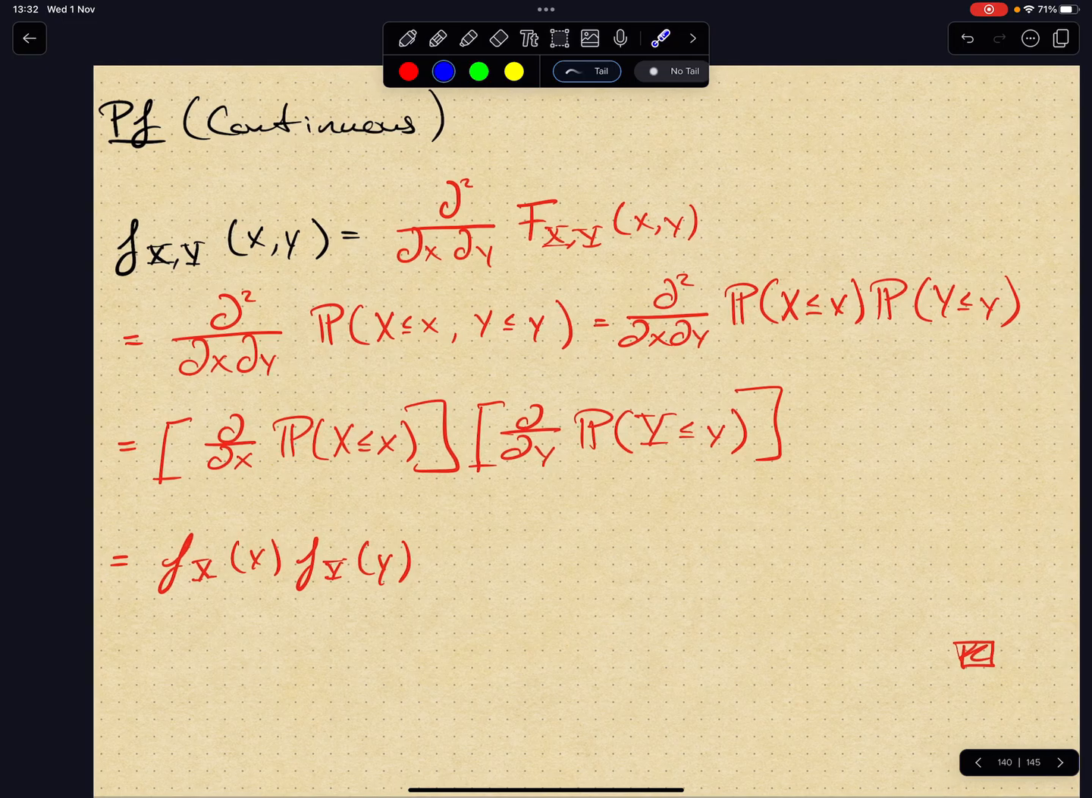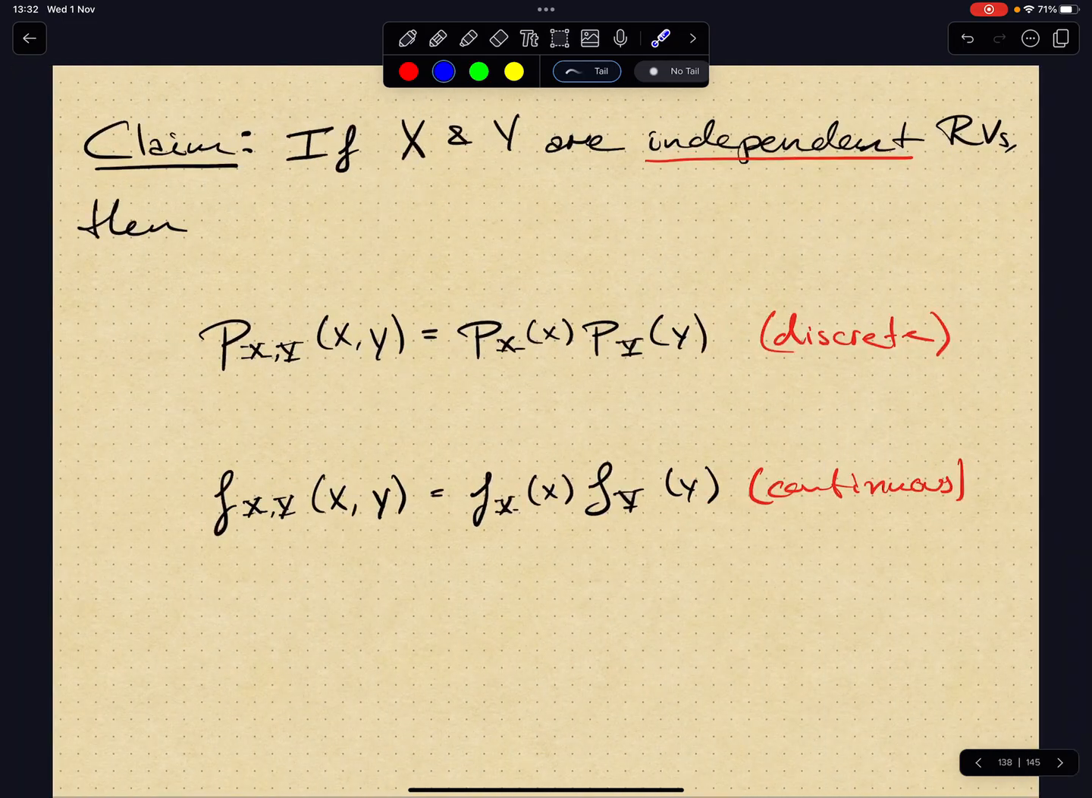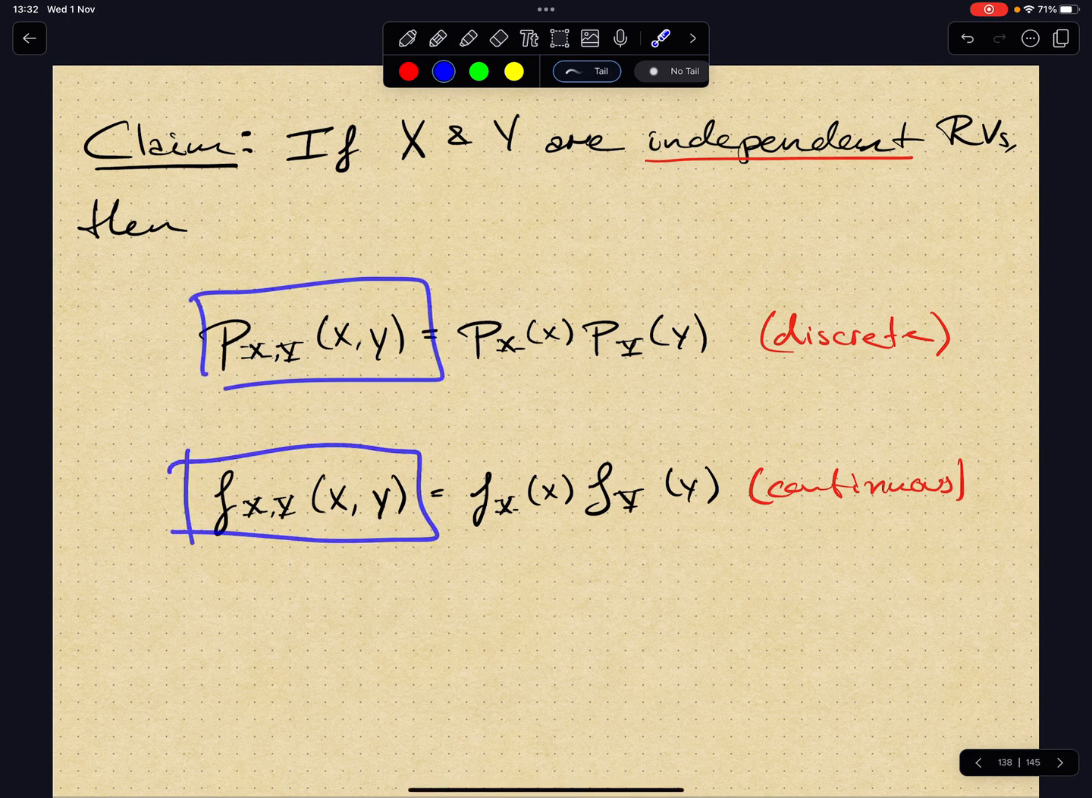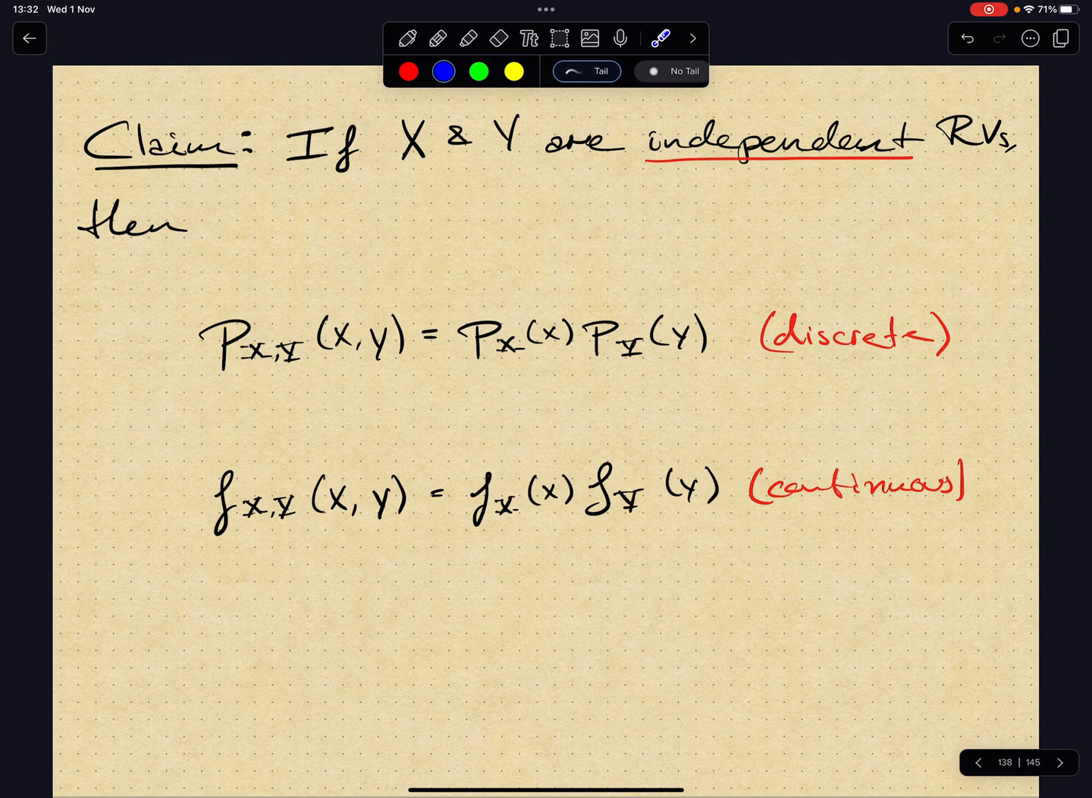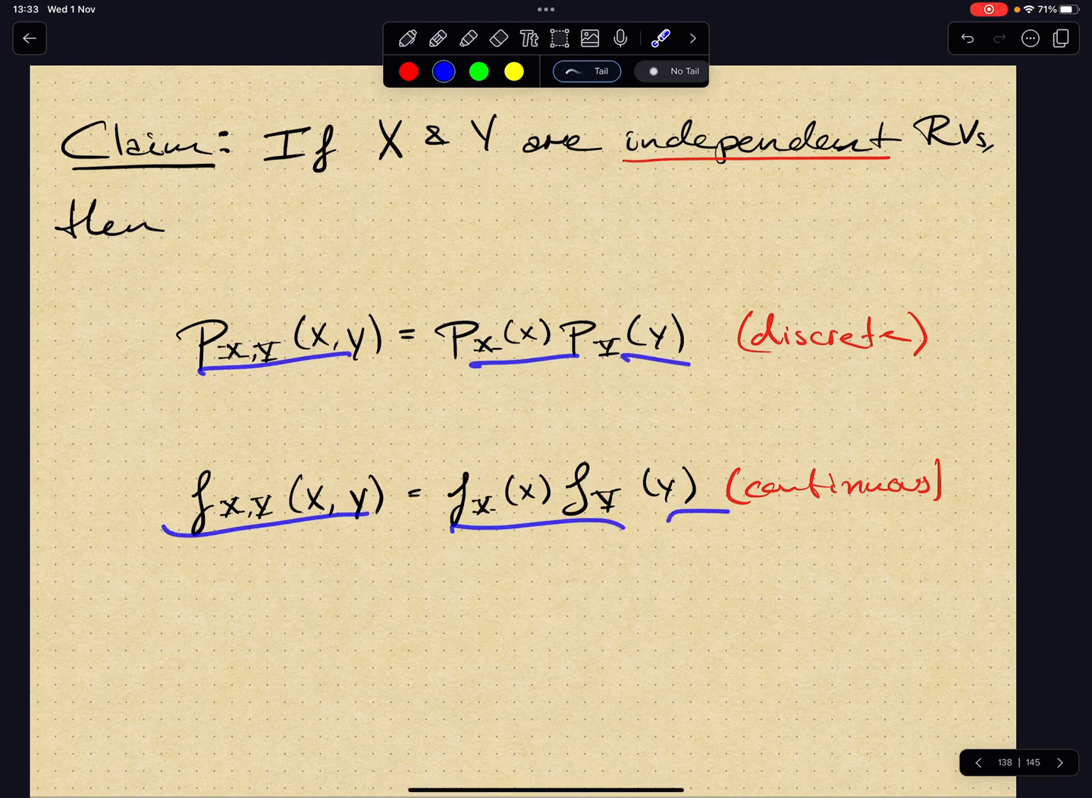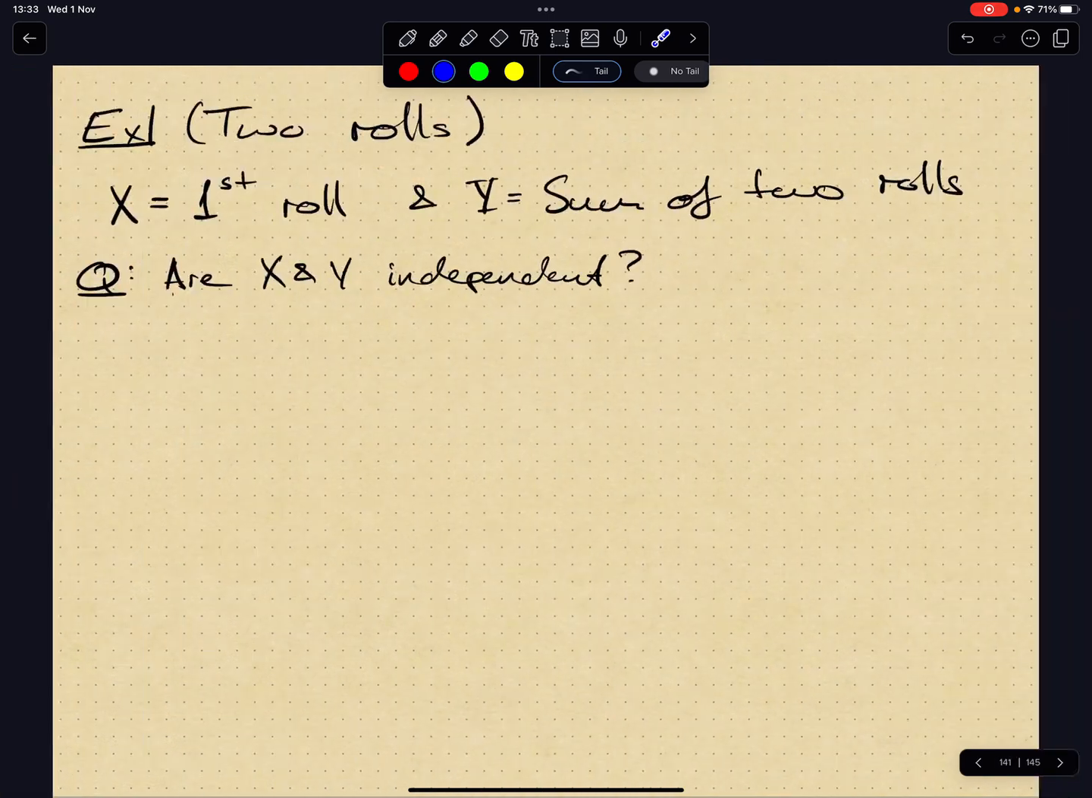Okay. So in here, again, let's go over the statement: if X and Y are independent random variables, then their joint probability mass functions and probability density functions are just the product of the marginals. So the joint is the product of the marginals. So let's go back to our example of two rolls of a die, where X is the first roll and Y is the sum of the two rolls. Are X and Y independent?